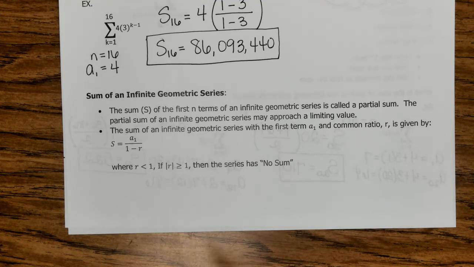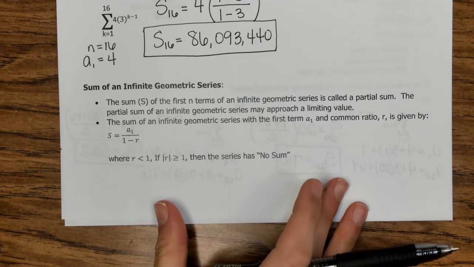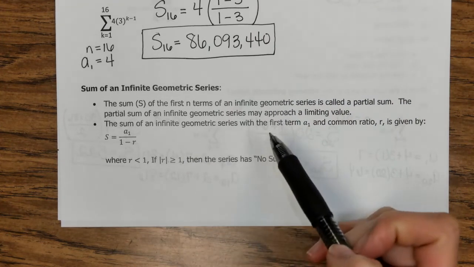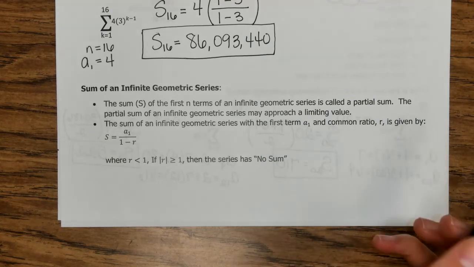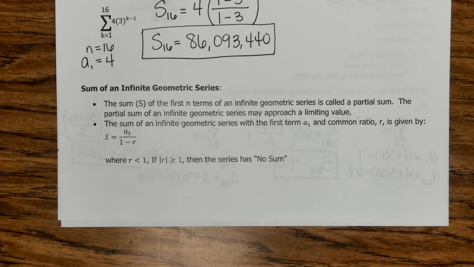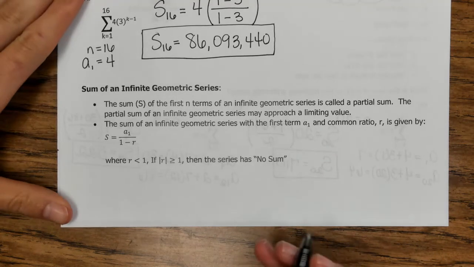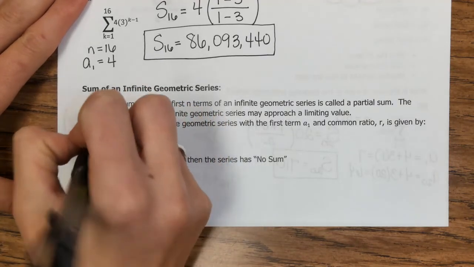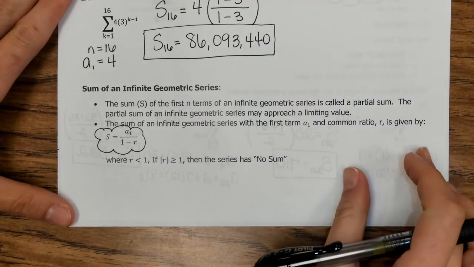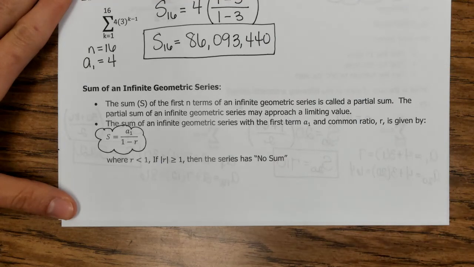Okay. So for an infinite geometric series, the sum of the first n terms of an infinite geometric series is called a partial sum. The partial sum of an infinite geometric series may approach a limiting value. The sum with the first term a1 and common ratio r is given by this formula. So this is your third formula you have to know. Your sum is a1 over 1 minus r.